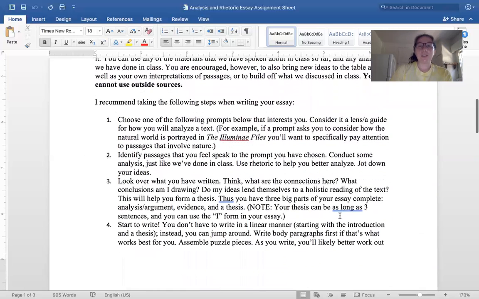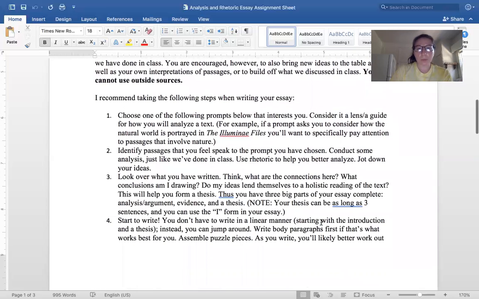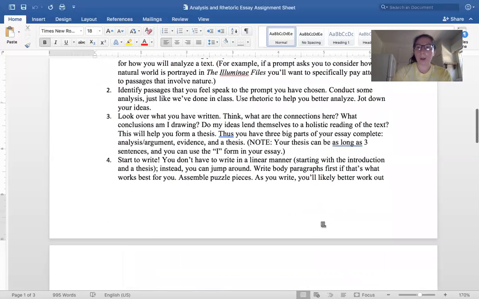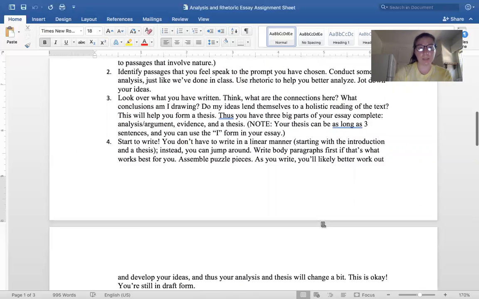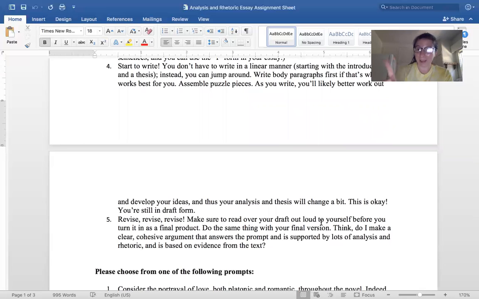Okay, and then I do recommend some steps when writing your essay. I do have prompts below. 1, choose one that interests you. 2, identify passages. 3, look over what you have written. And 4, start to write. Also 5, after you get your draft back, revise, revise, revise.